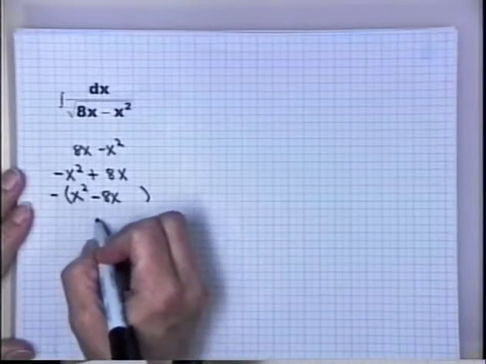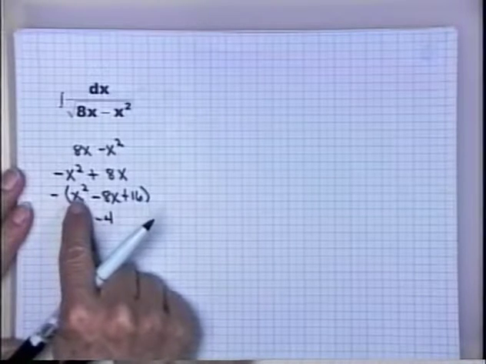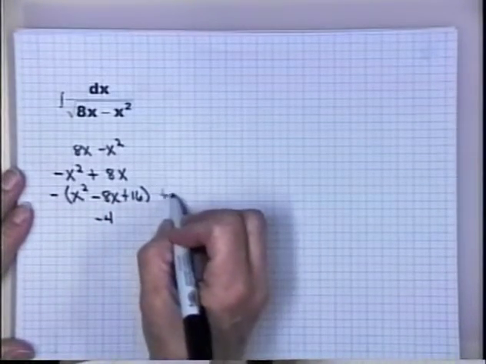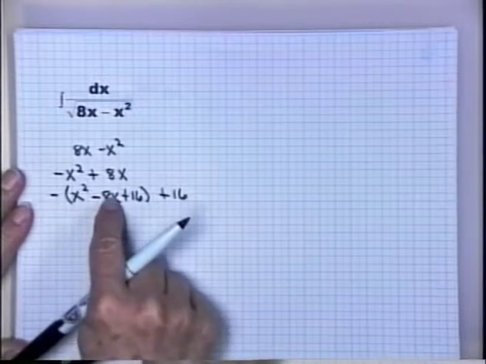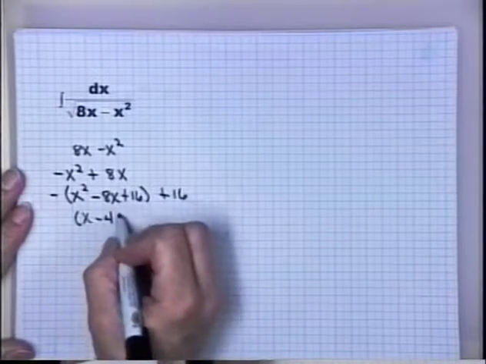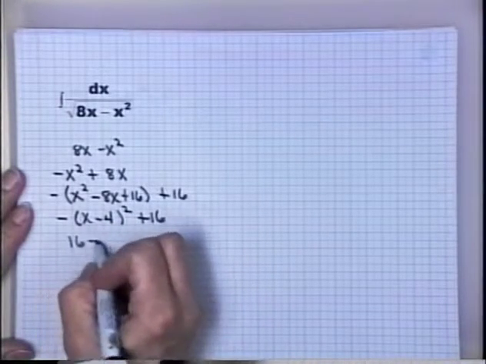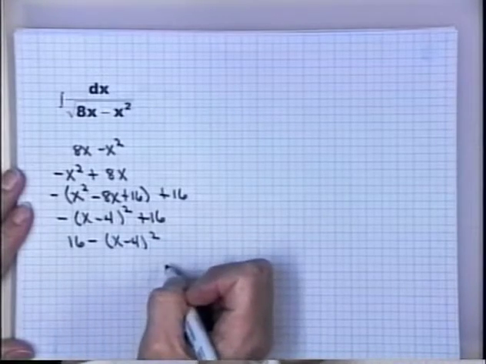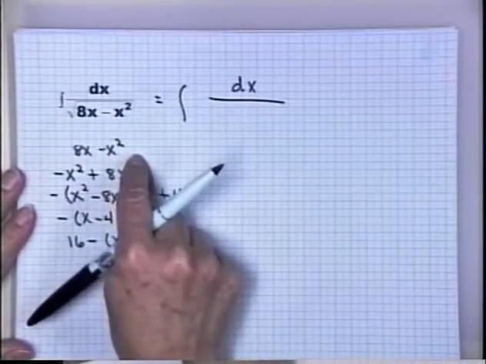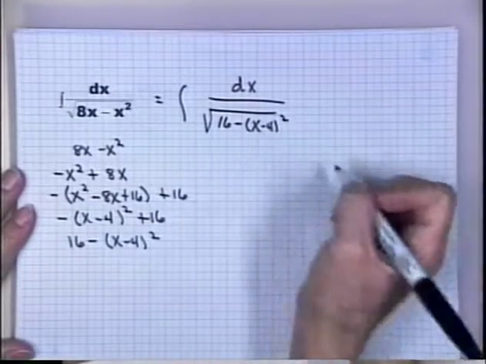Since I have a 1 here, half of this negative 8 is negative 4. If you square that, you get a plus 16. Now recall right here, if you distribute this negative, you get minus x squared plus 8x minus 16. So you need a plus 16 so that you have minus x squared plus 8x, and the minus 16 plus 16 cancels. Now, this x squared minus 8x plus 16 is x minus 4 squared. There's a negative in front of that. We have our plus 16. And then finally, I'm going to turn it back around and say 16 minus the quantity x minus 4 squared. What I've been able to do here is show you that 8x minus x squared can be rewritten as 16 minus the quantity x minus 4 squared.